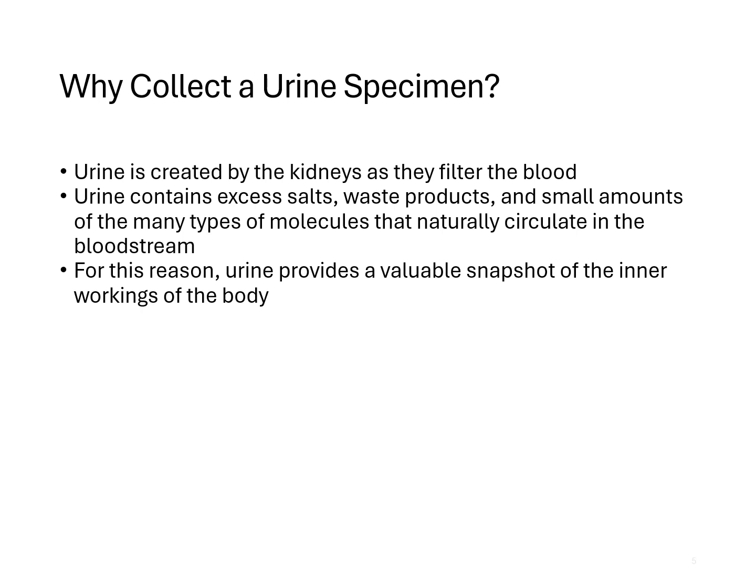Urine can contain excess salts and waste products and small amounts of a whole bunch of other different types of molecules that naturally circulate in the bloodstream. So for this reason, the urine provides a snapshot of how the body is working.